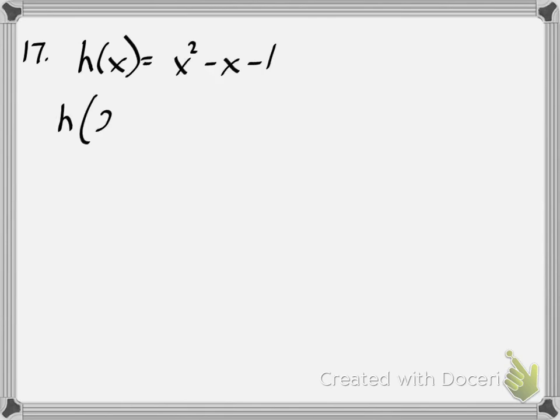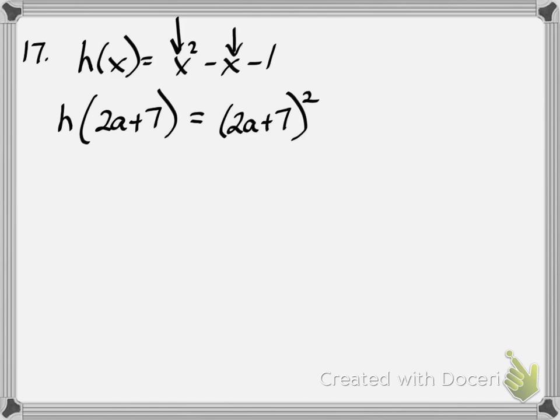And last but not least is number 17. H of x equals x squared minus x minus 1, and we want h of 2a plus 7. All right, this is just algebra heavy. So we're going to put 2a plus 7 in right here in parentheses and then square it. And then since this is a minus, we know we have to be careful with subtraction. We'll do minus parenthesis 2a plus 7 and then minus 1.